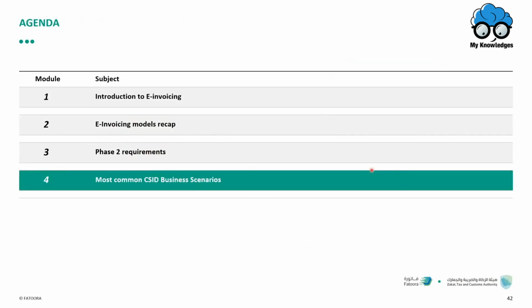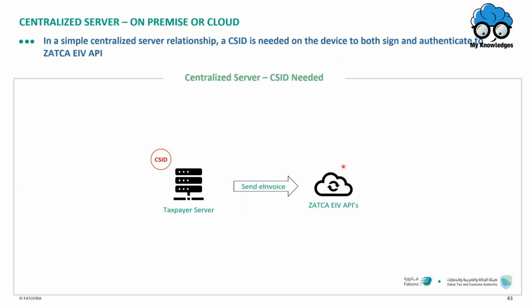Now, let's have a look at the most common cryptographic stamp business scenarios. The very basic business scenario is that we have a taxpayer with a single server that is generating and sending invoices to Zatka. So in that server, you need to acquire a CSID, as we have seen in the previous steps.